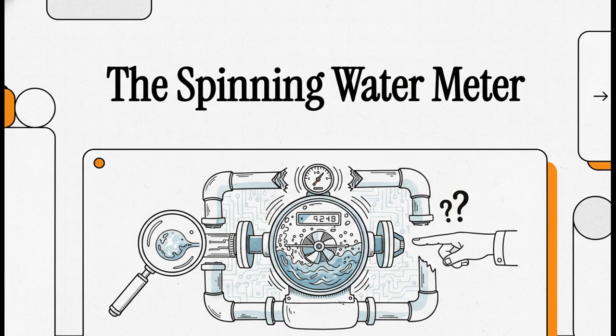Welcome to The Explainer. Today, we're digging into a sneaky little problem that could be costing you a whole lot of money without you even knowing it. A spinning water meter that's charging you for thin air.